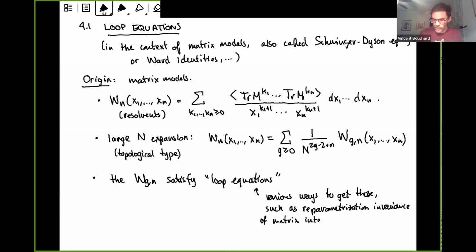There's also a very direct way of getting those, which is by integrating total derivatives in your matrix integrals. Of course, I don't have time to explain any of that, but the point is that these have been derived in many different ways: Ward identities, Schwinger-Dyson equations. This is a set of equations that these W_{g,n} satisfy. And then the key statement is that they can be solved recursively.